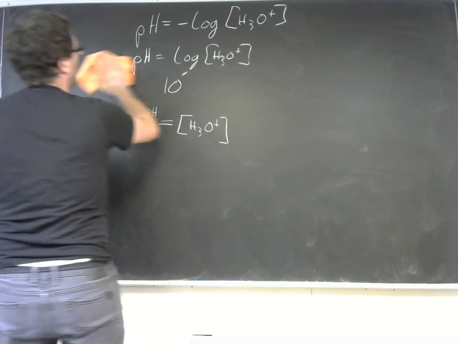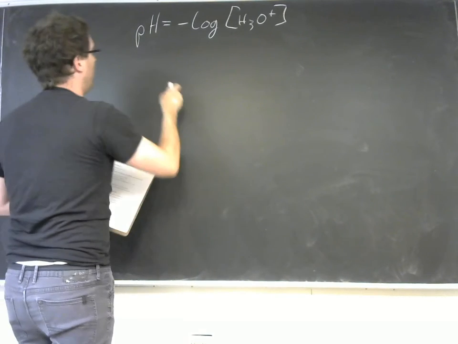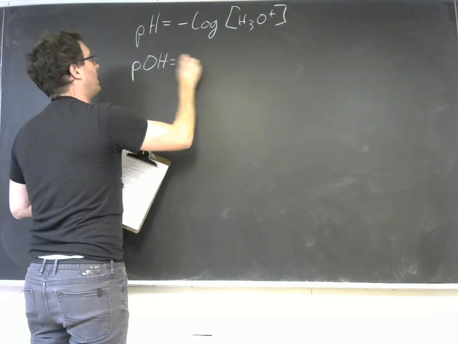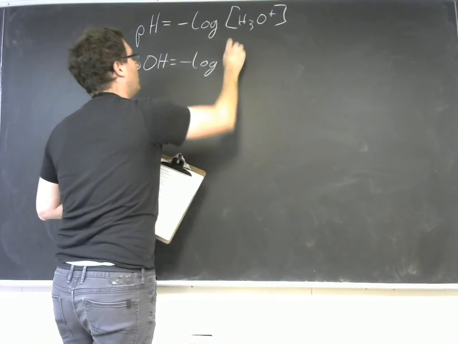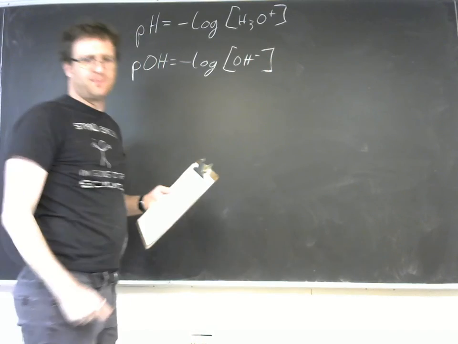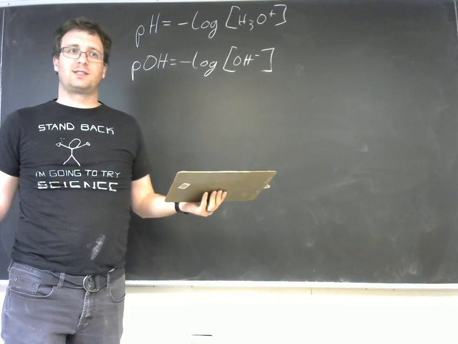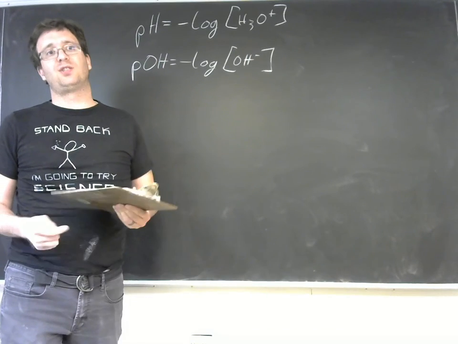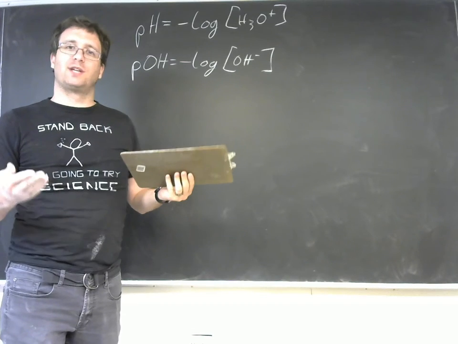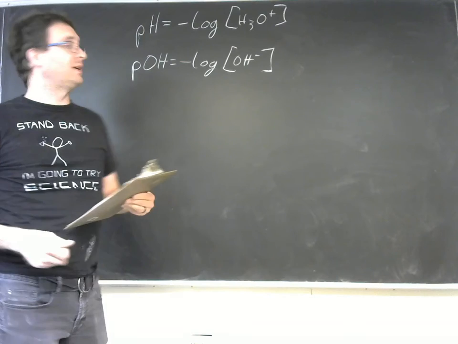We can also define the pOH, and that's the negative log of the OH- concentration. So in terms of pOH, a pOH of 7 is neutral, just like the pH of 7 is neutral. But then a lower pOH would actually be basic, and a higher pOH would be acidic.